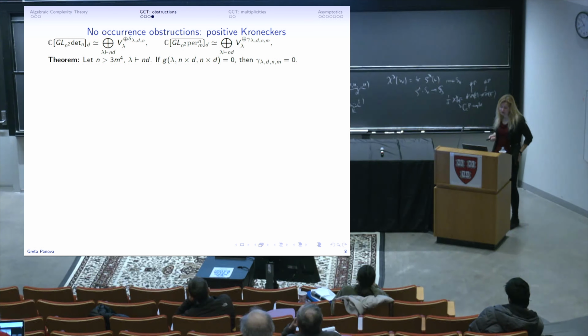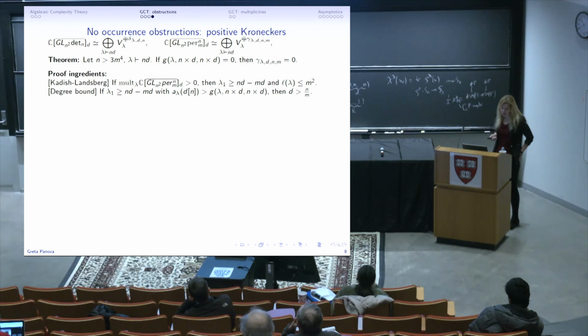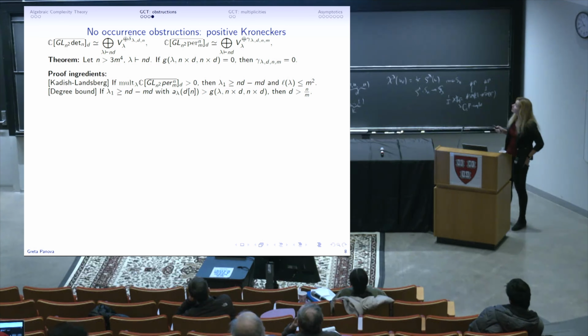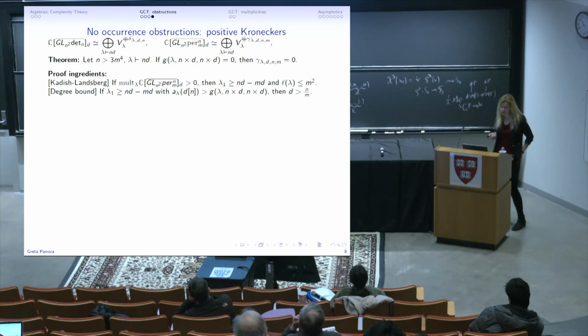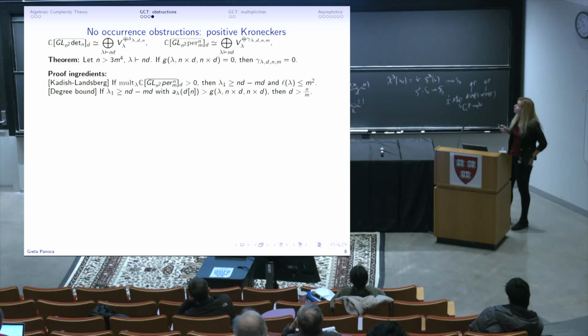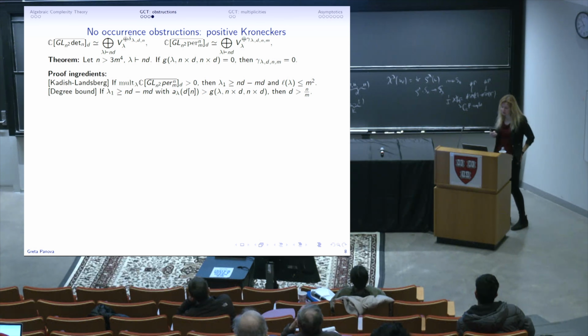So if the Kronecker coefficient is 0, then gamma is also 0. How can we prove this? First of all, we need to characterize what are the gammas that could possibly show up. And so here are two results that would be necessary.